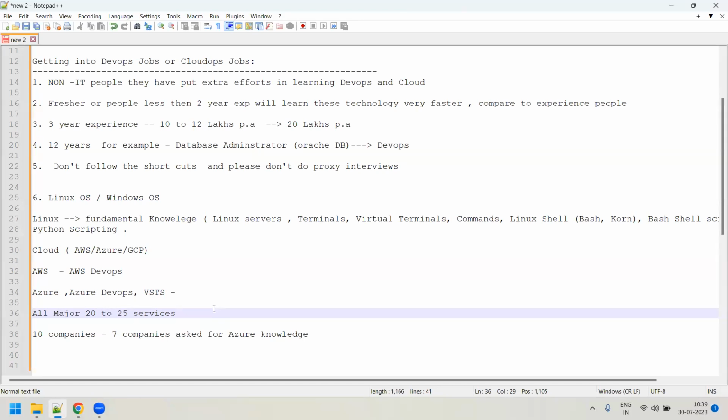Now, apart from this, very important is that your resume should look very good, and that means having a certification. So I would expect that once you're learning cloud, guys, please make sure that you clear the certification also.